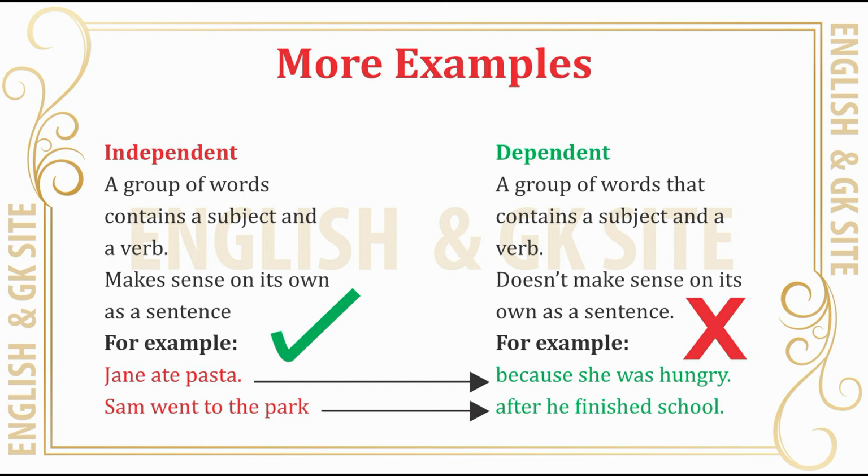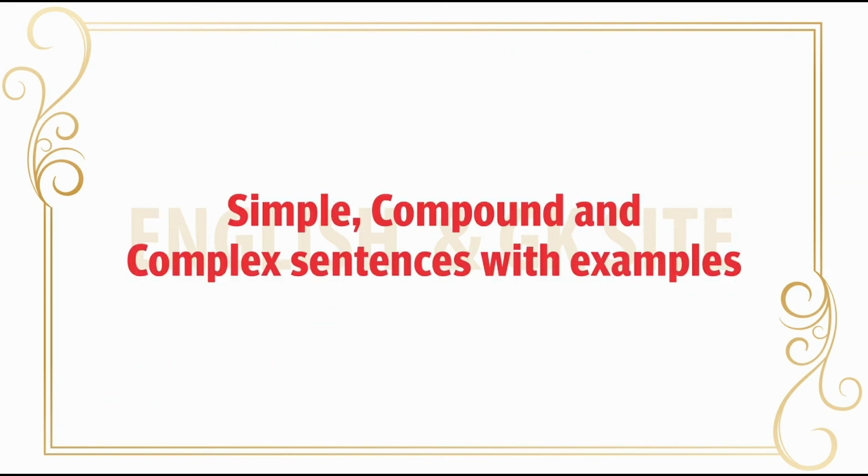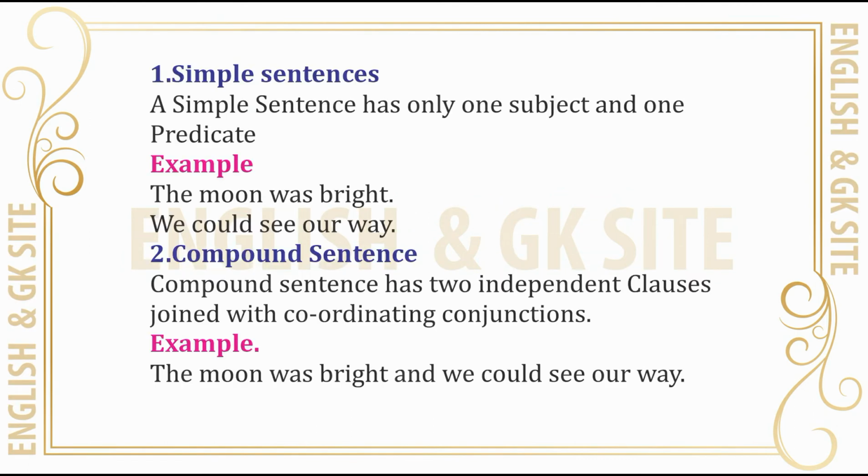So we move towards the structure of a sentence. How to make simple, compound, and complex sentences. A simple sentence has only one subject and one predicate. For example, the moon was bright. We could see our way. Here the two sentences are simple and complete.